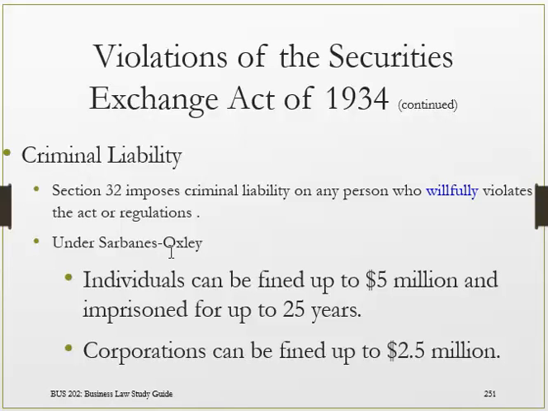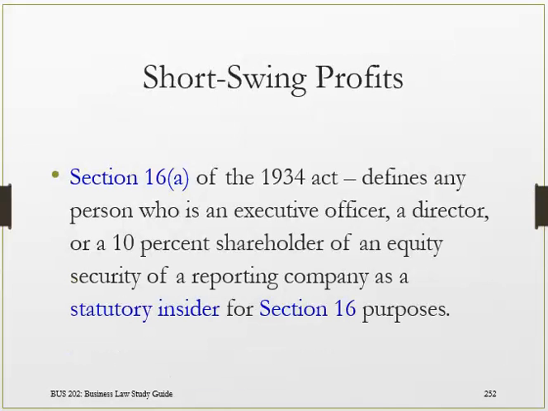There's also criminal liability, as we discussed before. And under a much more recent rule called the Sarbanes-Oxley Act, this was passed in, I believe, 2002, individuals can be fined up to $5 billion and imprisoned by up to 25 years, or corporations can be fined as well, for violations that constitute violations of the SEC Act of 1934. Now, Sarbanes-Oxley, or Sarbox as it's called, expanded government regulation of securities, but one of the things it did is it provided for these sorts of criminal penalties.